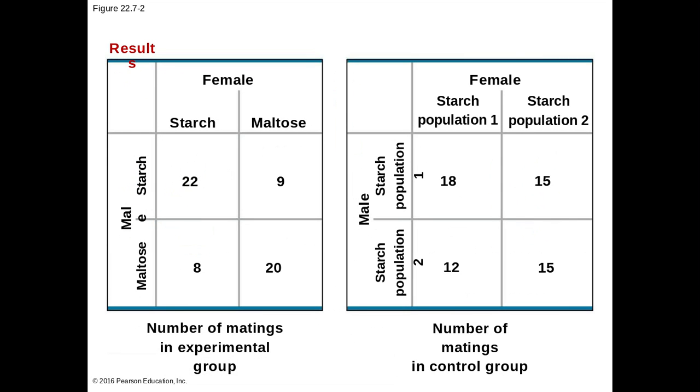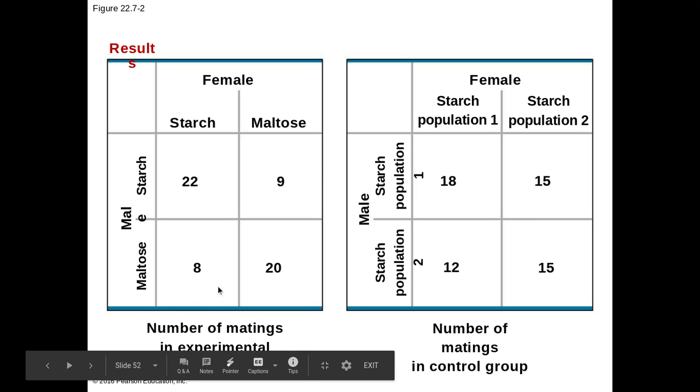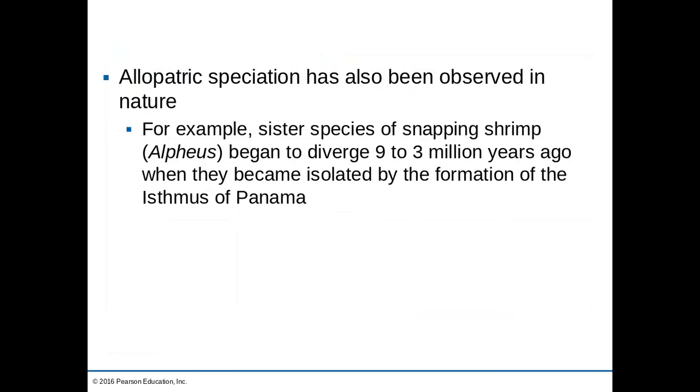And we found that in the experimental group, those females that were raised on starch mated with more males that were raised on starch compared to those raised on maltose. And those females raised on maltose mated more with males raised on maltose. But in the control group, where they weren't separated, they were all fine to mate with whoever they wanted, like they originally could.